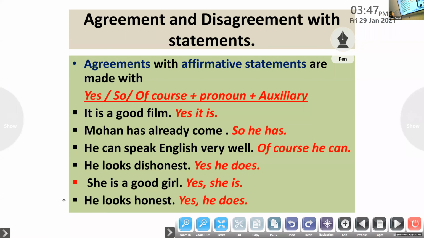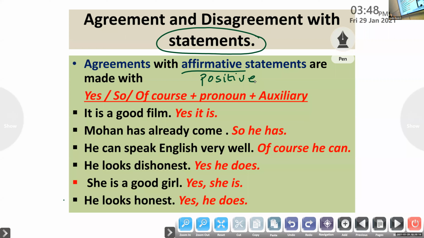Agreement and disagreement with statements. See, children, how to agree and how to disagree with statements. First of all, please note down that there are two types of statements: affirmative statement, which is also called a positive statement, and the second one is a negative statement. We are going to talk about agreement and disagreement with an affirmative statement, and at the same time with a negative statement also.